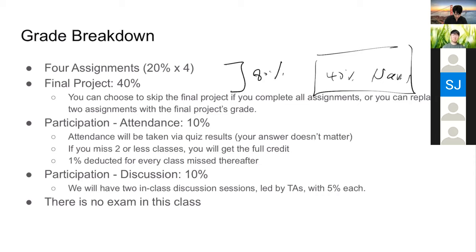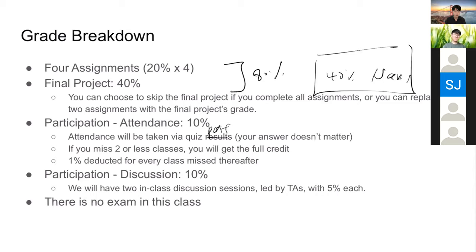And attendance is mandatory because of the school's regulations, so I don't have any choice about that. And I'm gonna do the attendance via quiz results, which means quiz participation to be more exact. So your answer doesn't matter really. I'm not gonna grade your answers, so don't worry about it, but whether you participate in the quiz or not will be counted. And this will happen in the first 10 minutes of the class, when we are going through the last lecture's materials and trying to see if you understood everything and you're remembering everything well.